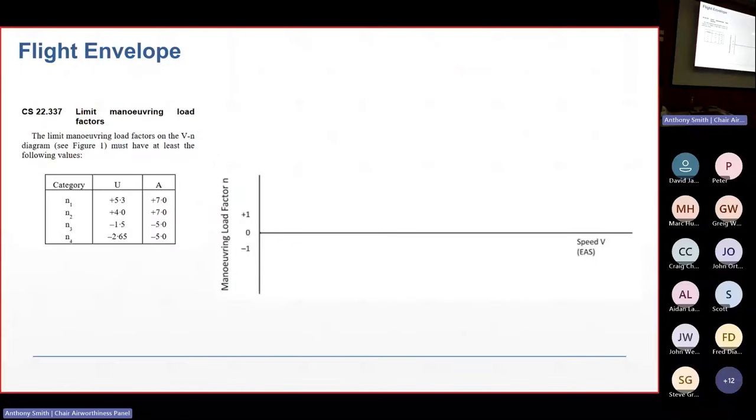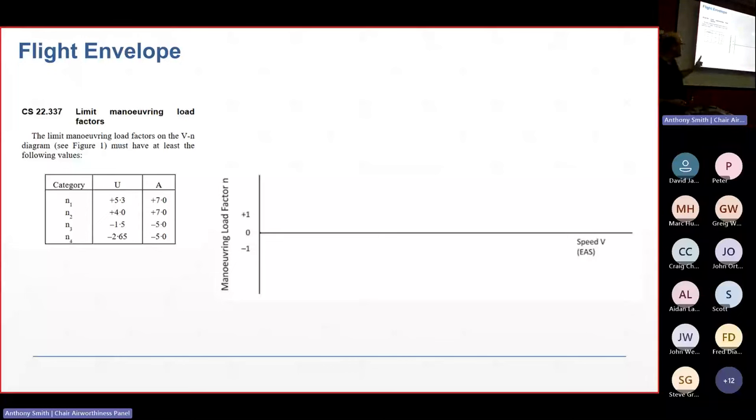So let's look at the envelope. If you look at the CS requirements, now that paragraph there, CS 22.337. 22 means it's for sailplanes and power sailplanes. 337 is the limit maneuvering load factors. And that paragraph will be consistent with 22 aircraft, with 23 aircraft, with transport aircraft 25, all of them will have virtually a similar paragraph for that, with their own load factors associated with it. All right, so everybody's got something, and they say in certain conditions, your load factor must be 5.3, in other conditions, 4, then minus 1, minus 2.65.